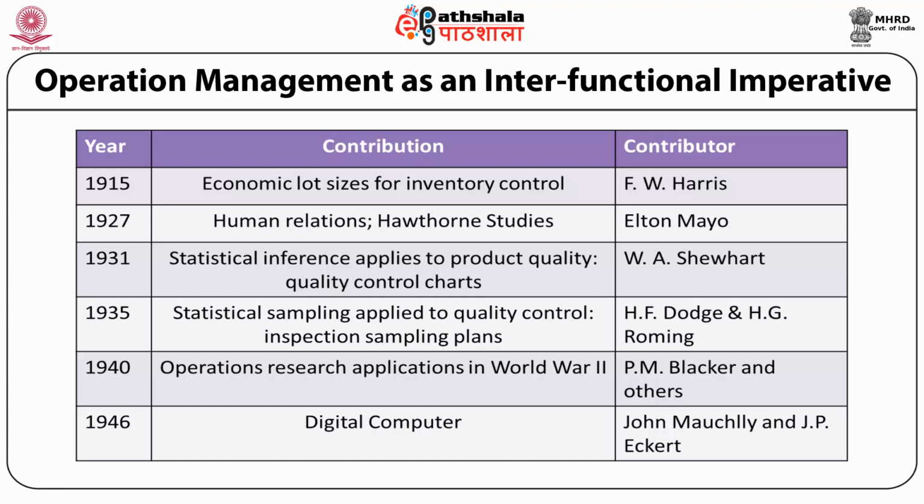Contributor Elton Mayo. 1931. Statistical inference applied to product quality. Quality control charts. Contributed by W.A. Shewhart. 1935. Contribution statistical sampling applied to quality control. Inspection sampling plans. Contributors H.F. Dodge and H.G. Romig. 1940. Operational research applications in World War II. Contributor P.M. Blackett and others.